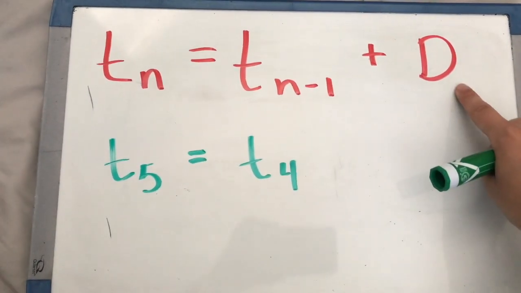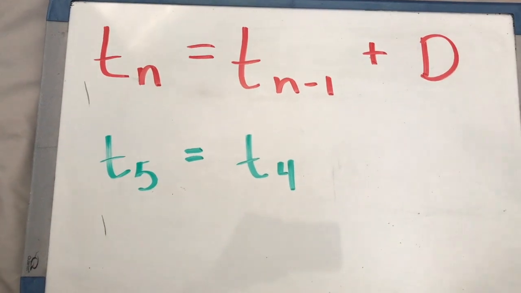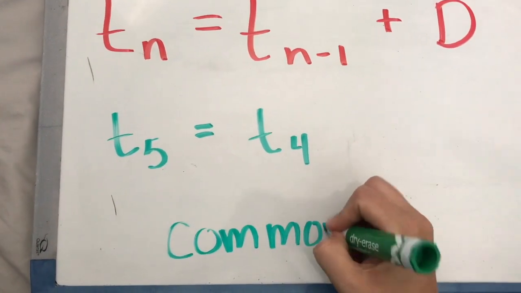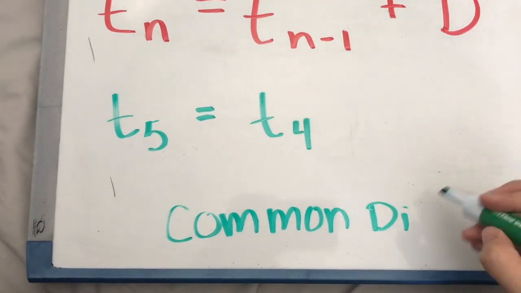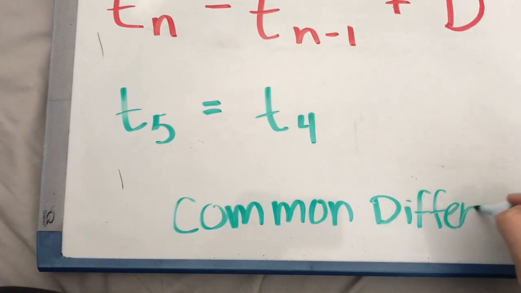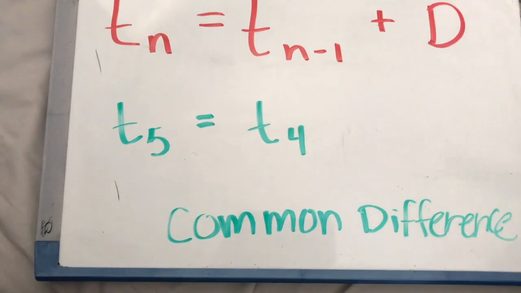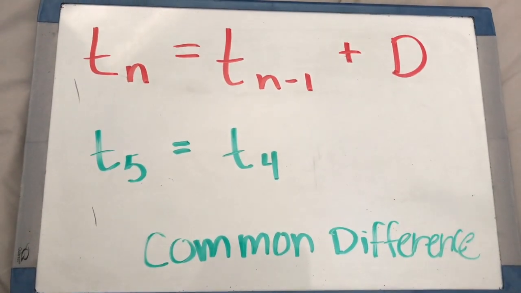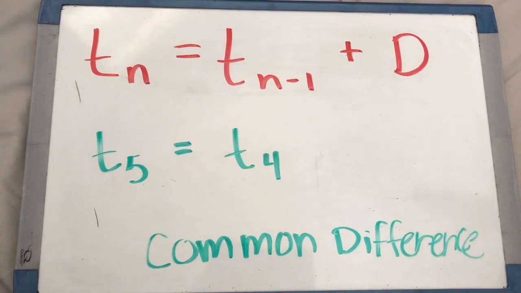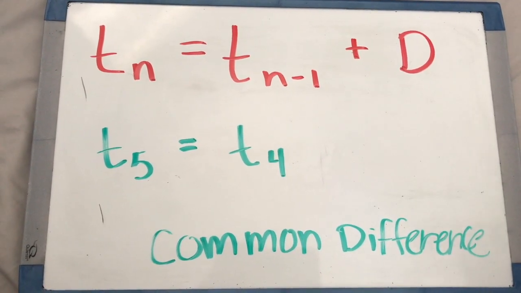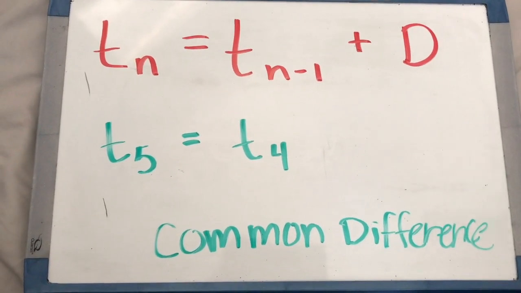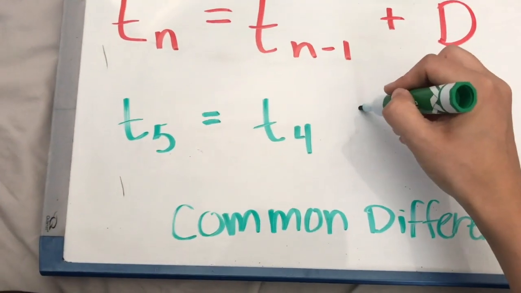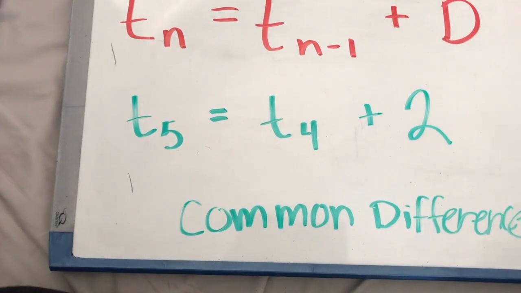And then d, this is just the common difference, okay? Common difference. And that's just whatever number we're either adding or subtracting by. All right, so for the example I just gave you, 2, 4, 6, 8, we're adding 2 to each number. So I'm just going to put plus 2.